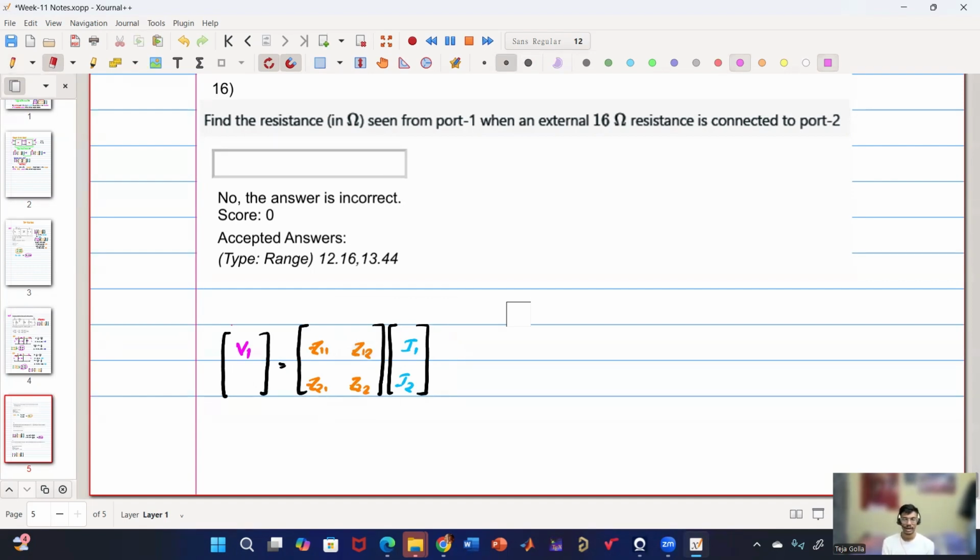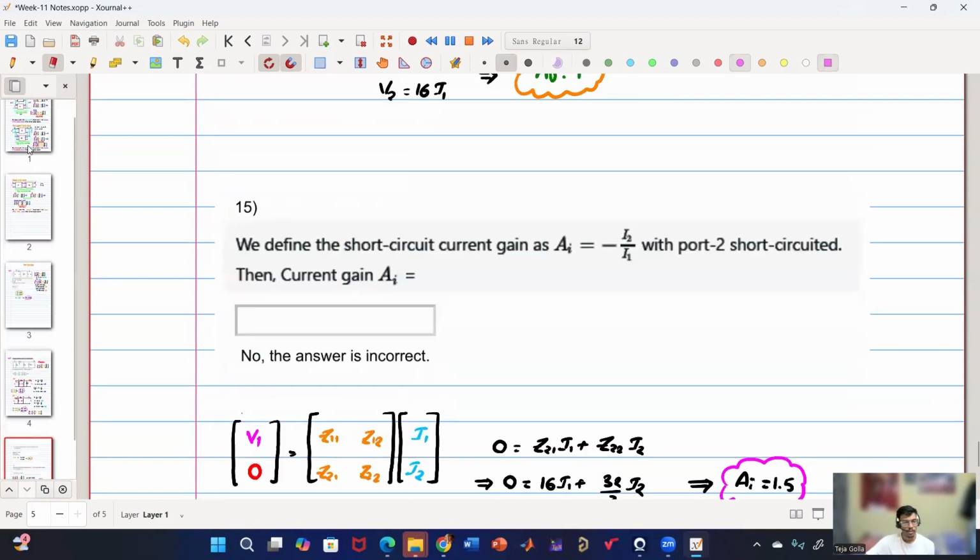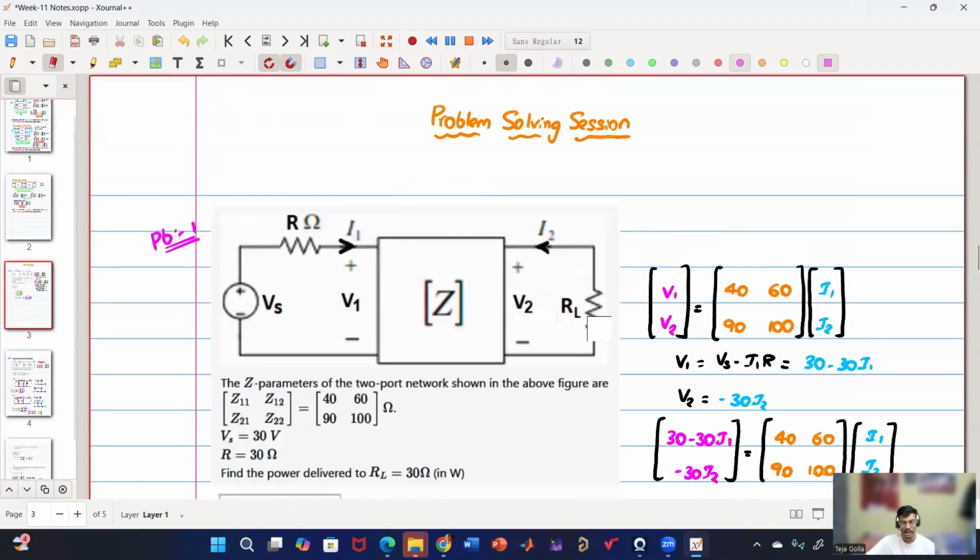At port 2, they have connected a 16 ohm. Or maybe I'll give a clue. Let us go to the top. Here they have connected 16 ohm. So what will be the relation between V2 and I2? They have connected 16 ohm here. V2 is equal to minus I2 into RL.